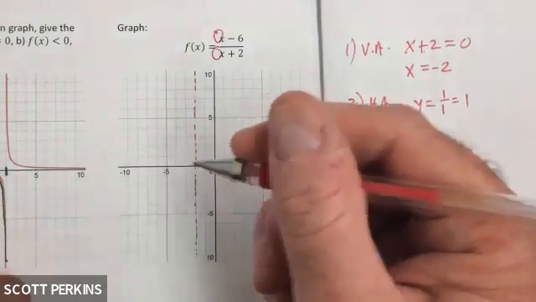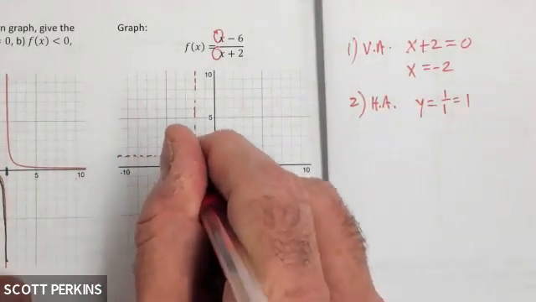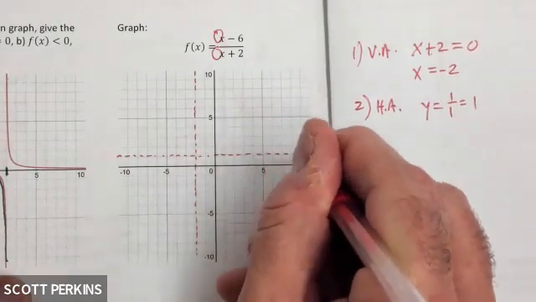Okay, so I'm going to make my dotted line. I'm going to do the best I can. I'm excited that it's the weekend, so I might be a little jittery here. Boom, there we go.